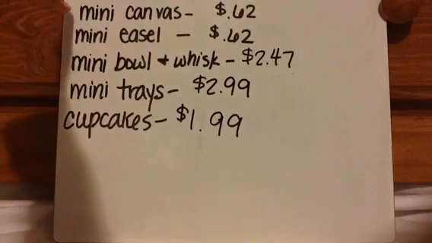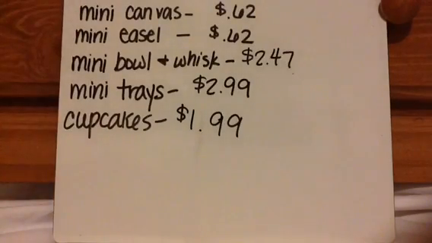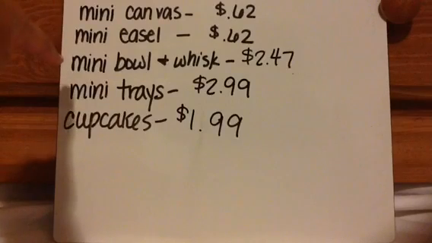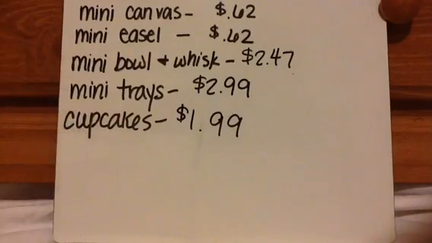So the mini canvas was 62 cents. Remember, that's from a pack of 4. I had to divide the price by 4 because I want to know how much one canvas would cost, not 4. A mini easel is 62 cents. The mini bowl and whisk came in a pack. That was $2.47. The mini tray was $2.99. And then the cupcakes were $1.99.